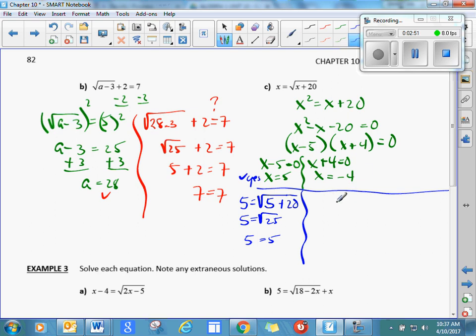Negative 4, let's see what happens. We'll plug in negative 4 in 2 places. So negative 4, square root of 16. The square root of 16, it's the positive root. So negative 4 does not equal 4. We have to throw this guy out and say he is extraneous. So one solution works, one is extraneous.